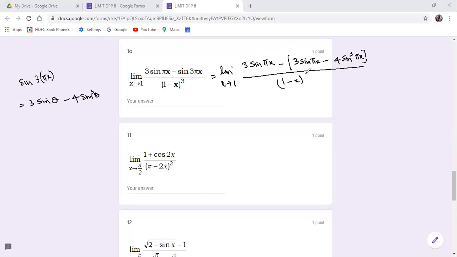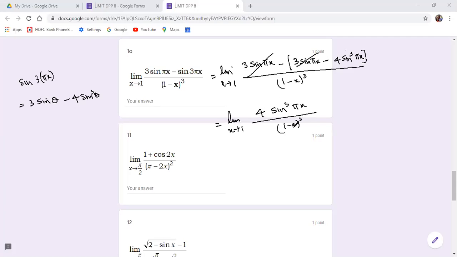I'm very happy that whether the minus sign you made a little mistake doesn't matter, but you applied the formula correctly. Then positive. Limit x tending to 1, 4 sine cube pi x upon 1 minus x whole cube.